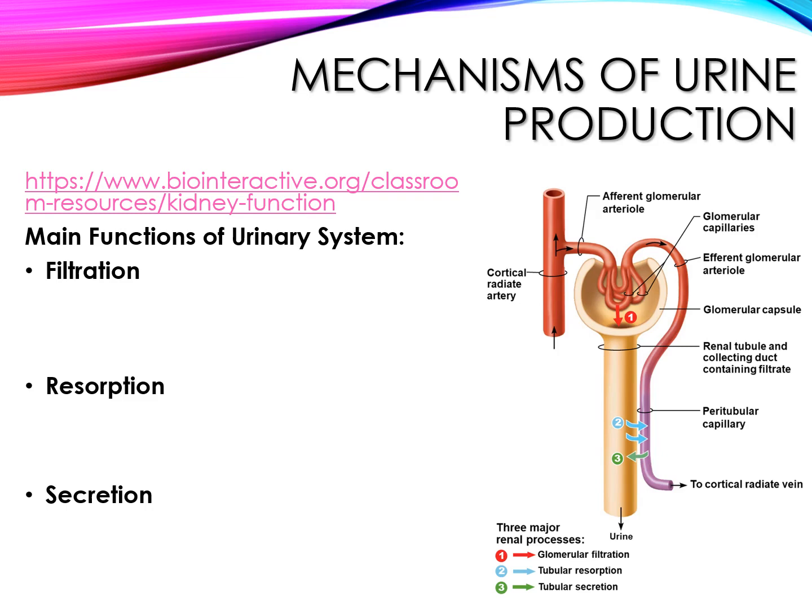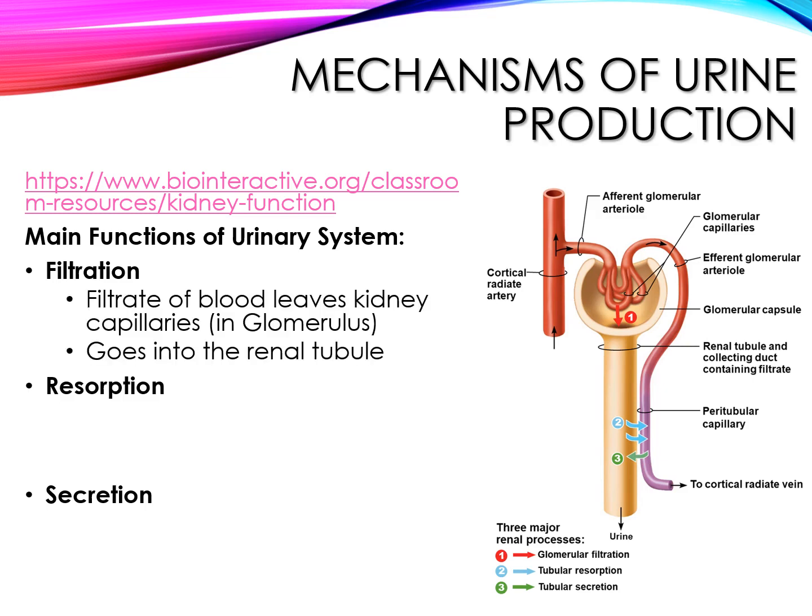So we talked about these main functions of the kidney, right? Filtration is going to be the number one thing that happens. So we're going to filter all that blood. It's going to leave the glomerulus. If we look at our picture over here, here's that cortical radiate artery coming up. Remember, we're in the cortex of the kidney, and we're going to shoot off that afferent arteriole into the glomerulus. So this little tuft or ball of arterioles is the glomerulus.